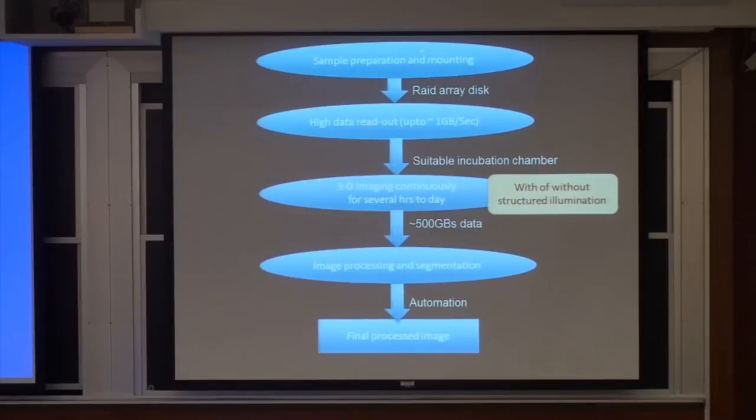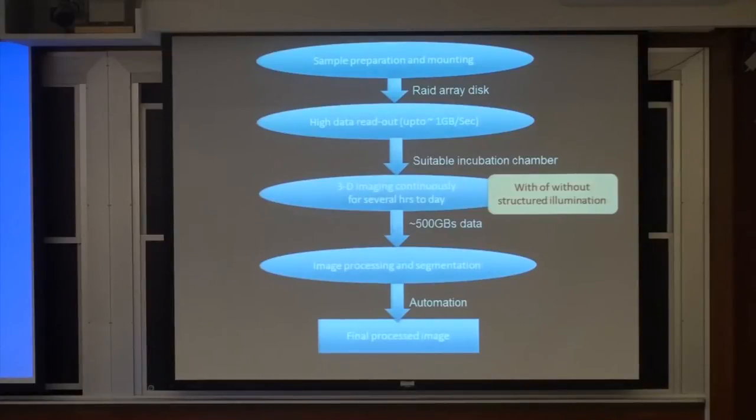One thing I will be telling you here, a very important parameter, is sample mounting and sample preparation, because the whole geometry is very complicated, as two objects have to come very close, and you have to work out how to put your sample and align it. Also, as we want to take this kind of high data input, we need a very fast readout, and we have put in a RAID array disk, a parallel array of 8 hard disks, to write the data, which can go up to 1 gig per second writing speed.